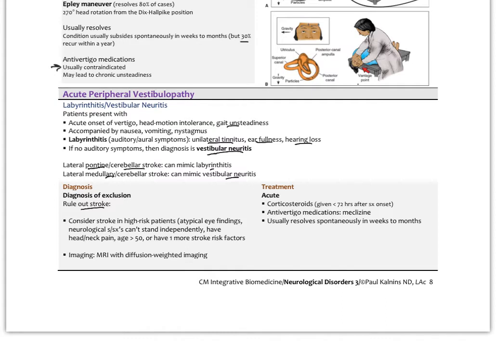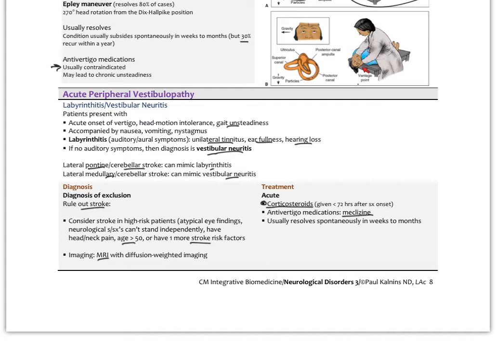And that would be, with increased age, one or more of the stroke risk factors we've already talked about, and then potentially using MRI to diagnose any potential lesions that have occurred from a stroke. So once we are satisfied that this is not due to a stroke, then the treatment would typically be, biomedically, giving acute doses of steroids within the first 72 hours of symptom onset, and then potentially anti-vertigo medications like meclizine. That said, on its own, it typically resolves within a couple of weeks.